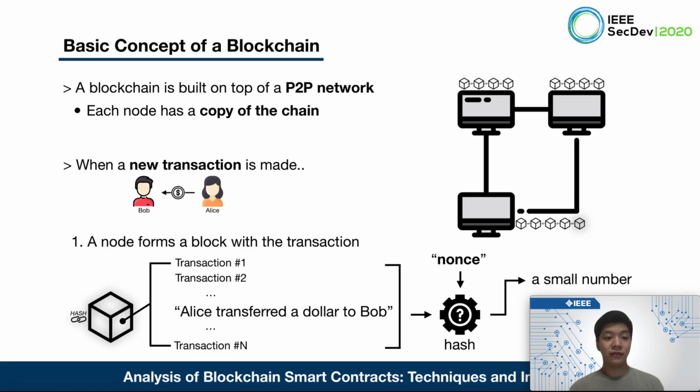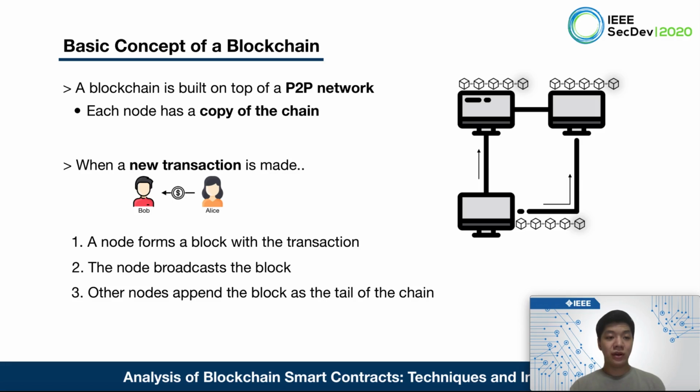Then they start solving a cryptographic puzzle, which is finding a nonce value that, when hashed together with the block data, makes the hash value significantly small. This task is computationally expensive, and as modifying a part of block data requires resolving these puzzles for all consequent blocks, blockchain is considered immutable.